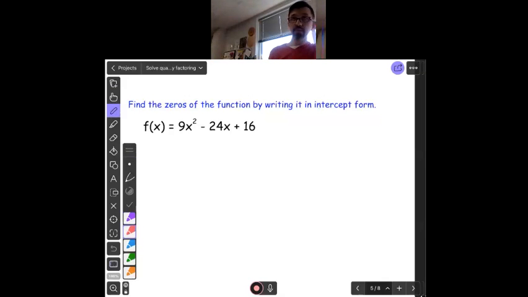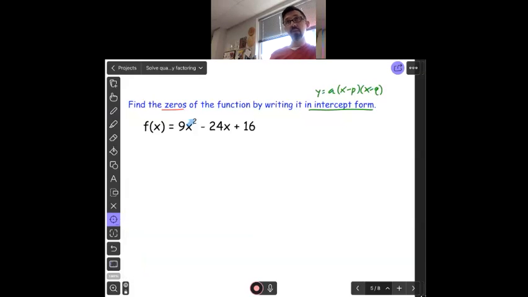But here we're after finding zeros. Notice how it also mentions writing in intercept form. There's something we've talked about before, that was y equals a times x minus p times x minus q. But how do we get into intercept form from standard form? There's our factoring, that got parentheses again. So there's our factoring.